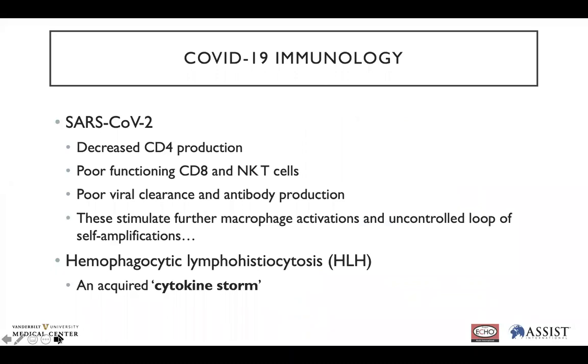The coronavirus leads to a decreased CD4 production within the body. It also leads to poor functioning CD8 and natural killer T cells. Poor viral clearance and antibody production, along with the previous two things mentioned, can stimulate further macrophage activations and uncontrolled loops of self-amplification. In some patients, it stops here. Unfortunately, for others, it can become much more severe, and this has been termed hemophagocytic lymphohistiocytosis, or simply an acquired cytokine storm.